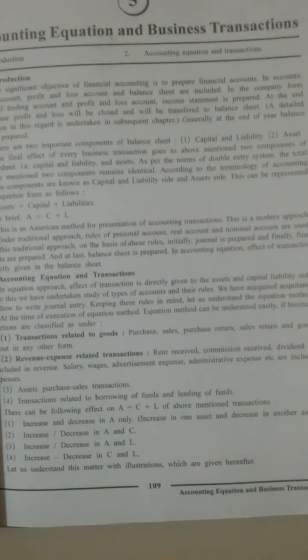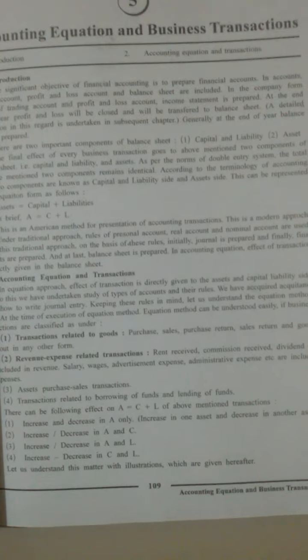Now the second transaction is furniture was purchased for rupees 10,000. So here furniture is coming into the business, so furniture account would be debited and cash account credited. What would be the effect? Furniture is a type of asset, so furniture is increasing, and in return cash is going out of business, so cash is decreasing. How would you show this effect in the form of the accounting equation?